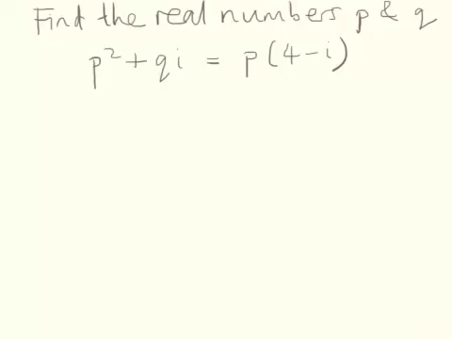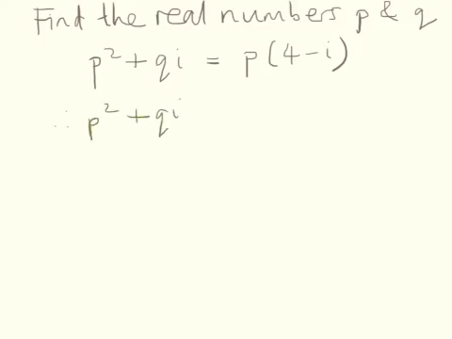This is an equation which has two unknowns in it, p and q. So it's absolutely hopeless trying to solve this equation. You'll never be able to do it. If you make p the subject of the formula, it'll be in terms of q and vice versa. So our only hope is to turn this one equation into two equations, which we'll do by equating real and imaginary parts.